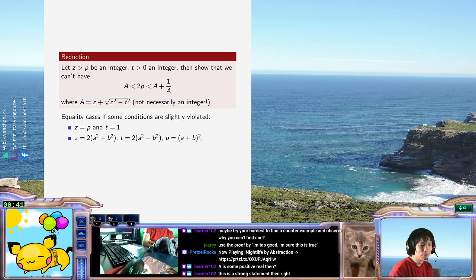This is a strong statement. Yeah, I almost want to look at fractional parts or something. Like it's saying the fractional part of z squared minus t squared is really close to an integer because the other guy is just barely over it. I don't know what to do with that though.